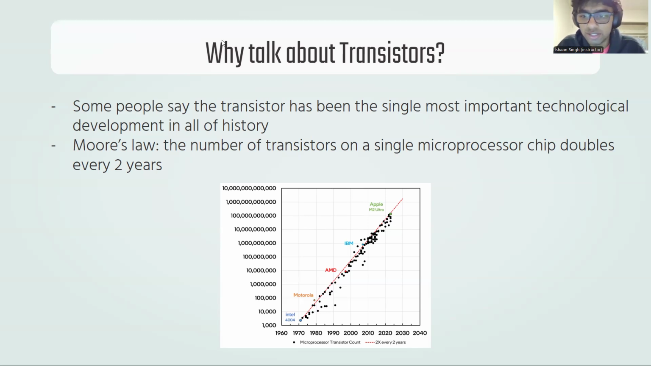It says that the number of transistors on a single microprocessor chip doubles every 2 years. The first transistor came out from Bell Labs, I think in the 1950s, maybe 1960. I don't remember exactly. Bell Labs is now basically AT&T. It's an empirical trend that people have found over time: every 2 years the number of transistors on a given chip doubles, to the point that now we have 100 billion transistors on a single chip on the Apple M2 Ultra.